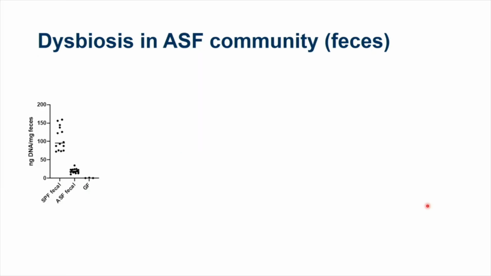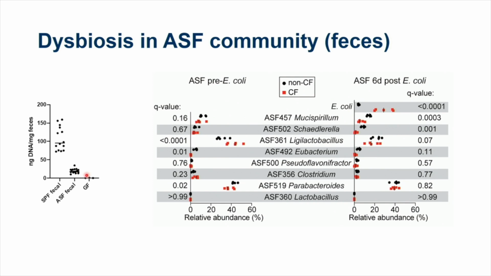And then we looked at the ASF community by 16S ribosomal RNA sequencing. We initially noticed that if we just looked at the amount of DNA, so this is nanograms of DNA per milligram of feces, our samples from ASF colonized mice had a lot less DNA than our SPF mice. This is likely because the community is not as dense. There's only so much that these 8 bacteria can grow to.